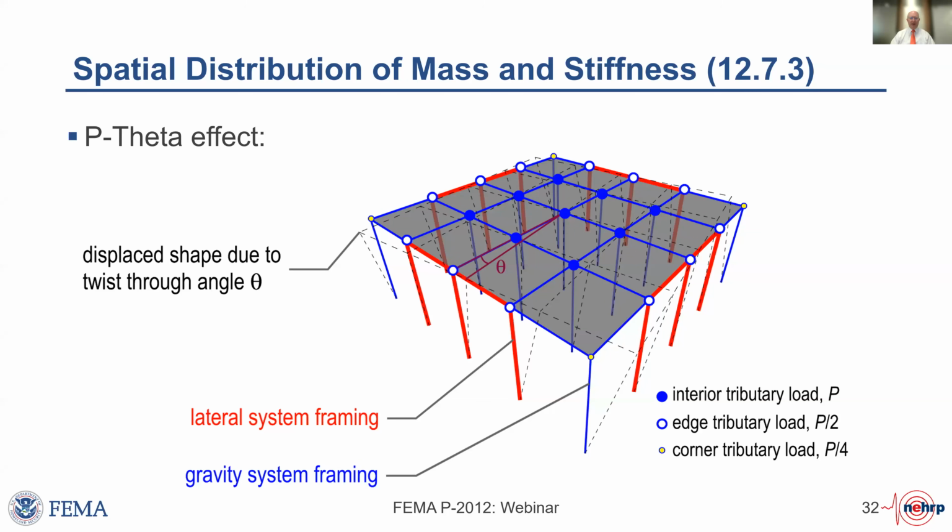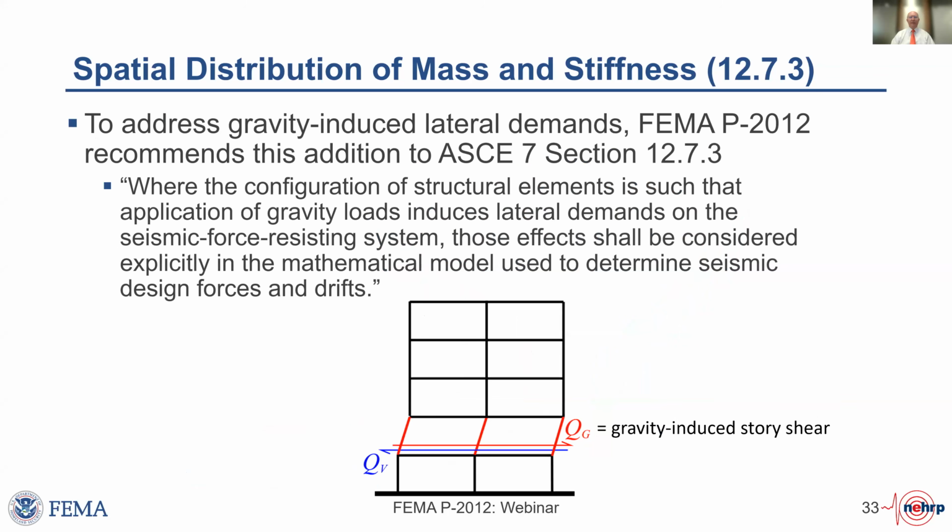And that can cause the twist to be amplified. So that's a P effect, a gravity effect on the system going through an angle theta, and that's the name of this. So that's the idea that we can get lateral twisting response out of a system, even if it didn't move translationally.